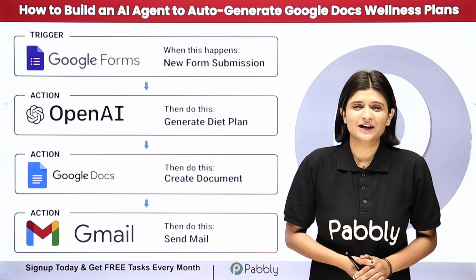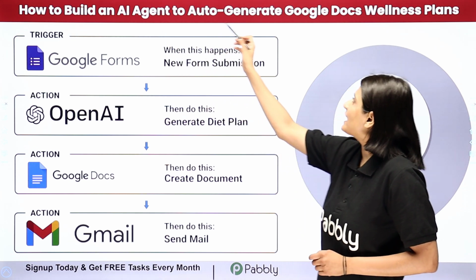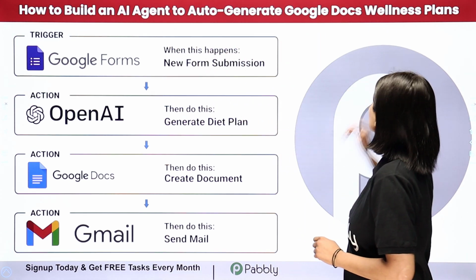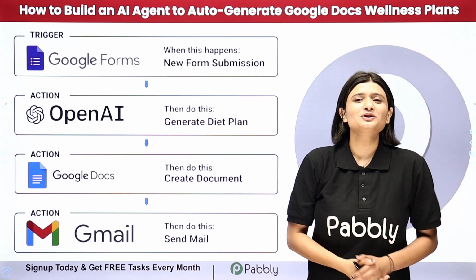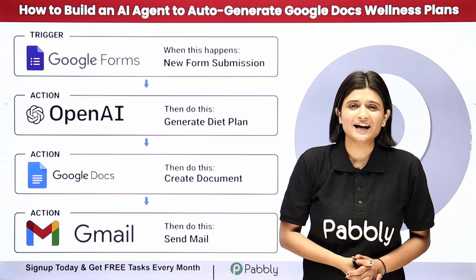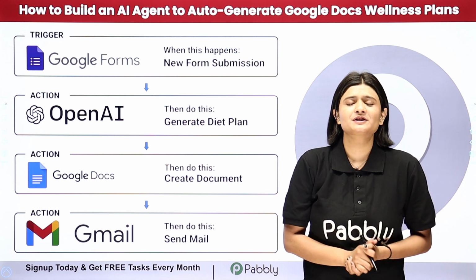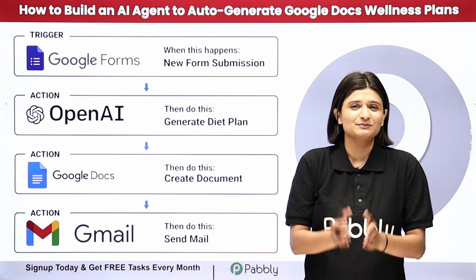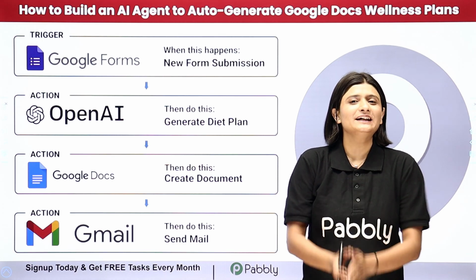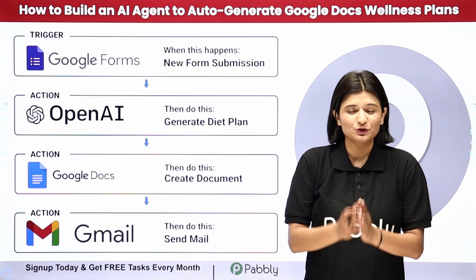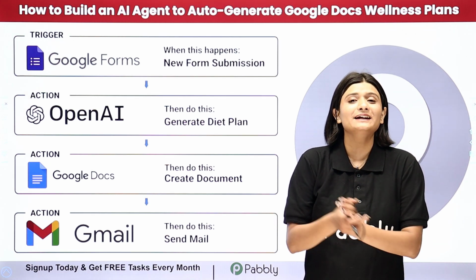In this video, we are going to learn how to build an AI agent to auto-generate Google Docs wellness plans. So let's suppose I'm running a fitness center where I'm a diet coach. I'm manually creating diet plans for all the users, but doing this manually is a very time-consuming task. So I'm completely going to automate this process, and to do this automation, I'm going to use Pabbly Connect.